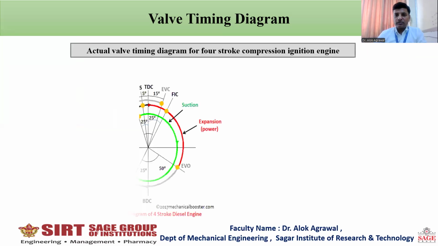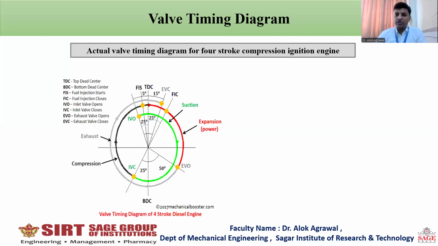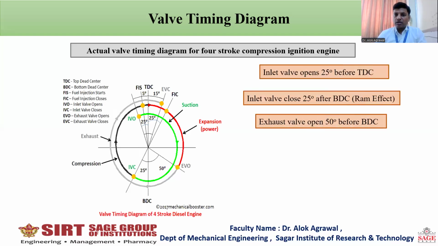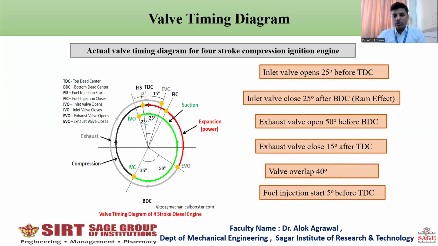Similarly, let us see the four stroke compression ignition valve timing diagram. Same thing here. The reasons for opening and closing of the valves are the same, but the change is only in the values of the degrees. Here the inlet valve opens 25 degrees before TDC. The inlet valve closes 25 degrees after BDC, the same because of the ram effect. The exhaust valve also opens 50 degrees before BDC and closes 15 degrees after TDC.